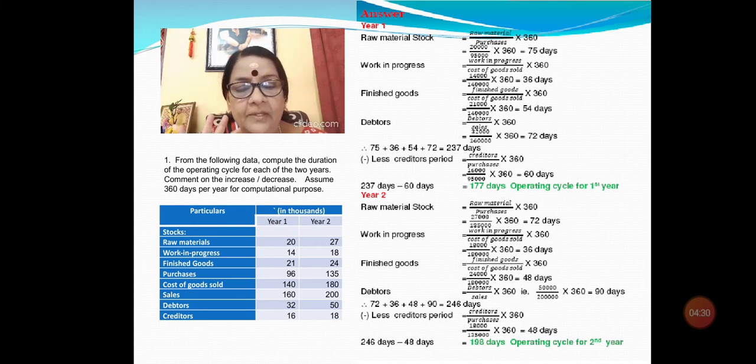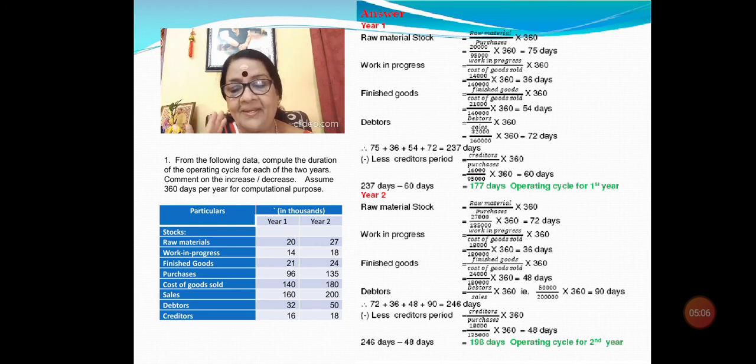First we have to find out the raw material stock period. Raw material stock period means raw material divided by purchases into 360, because it is given in the problem as 360 days per year for computational purposes. So we will take raw material, which is given as 20,000, divided by 96,000 into 360. That is raw material divided by purchases into number of days.